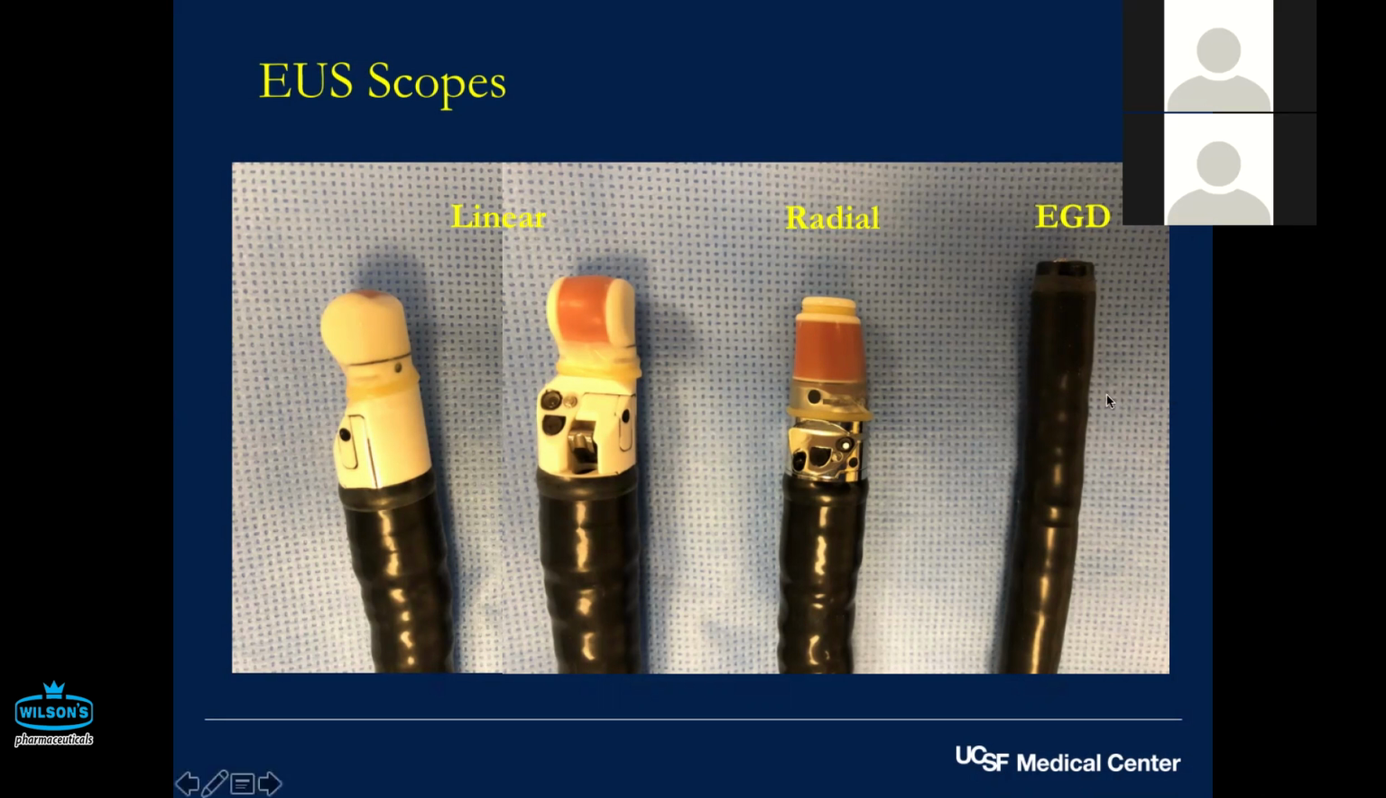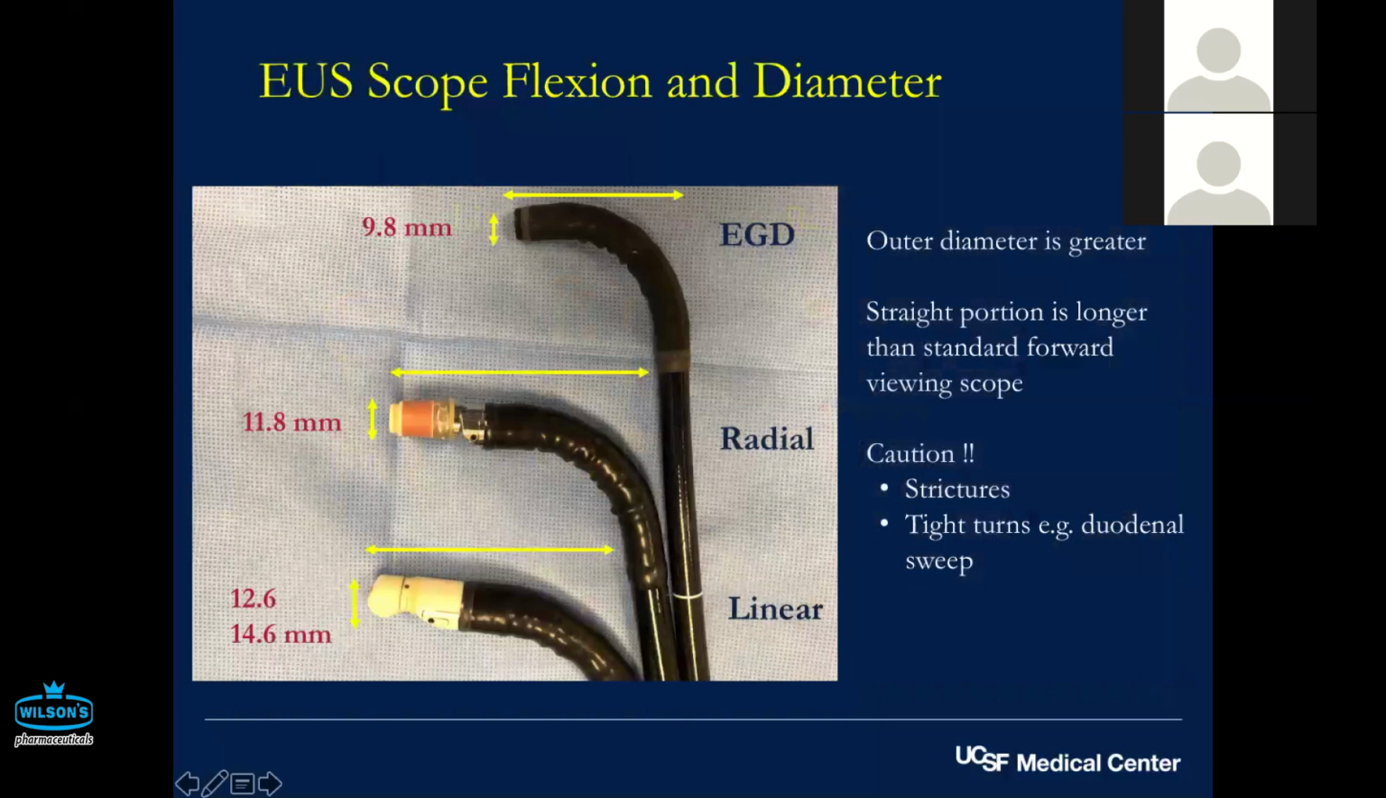If you look at these scopes side by side, this is the Olympus upper endoscope, this is the radial, and this is the linear, head-on and sideways. And you can see the tip right away. The linear has a curved tip. The radial has a blunt, round tip similar to the upper, but the differences show up when you start maneuvering the scope. So when you flex the big wheel on the upper scope, which is 9.8 millimeter, you can see that the tip that gets flexed is much shorter compared to the radial or the linear.